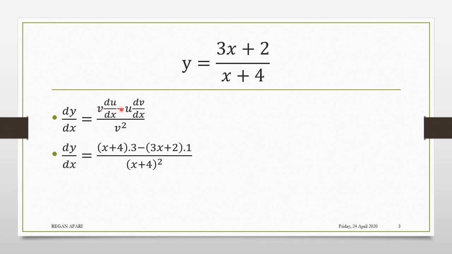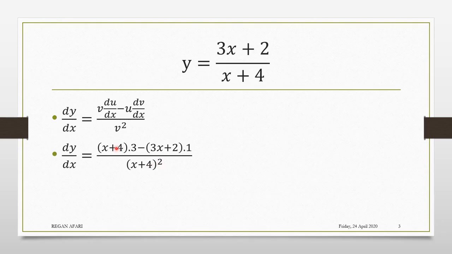Then we bring the subtraction sign. Now we have to keep u. What is u? u is the numerator, 3x plus 2. And then we multiply it by dv/dx. But dv/dx is the differential of the denominator, and when we differentiate the denominator, we get 1, like we got on our previous slide, all divided by the denominator squared, which is x plus 4 all squared.